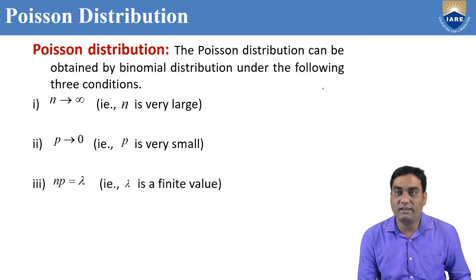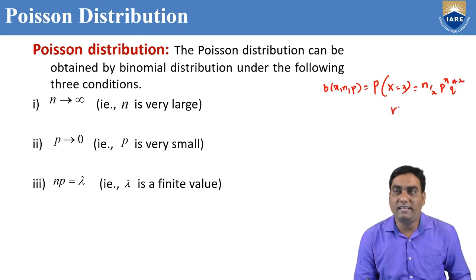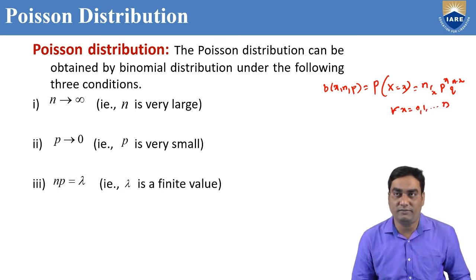Binomial distribution is denoted by b(x, n, p), and it is used to find the probability of getting a number of successes by using the formula nCx p^x q^(n-x). Here x varies from 0 to n. This we have discussed in the previous session.